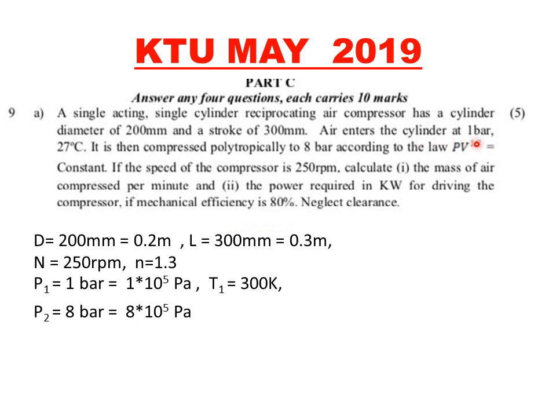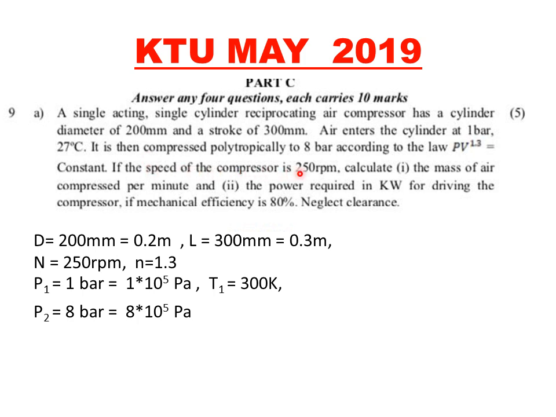The air enters the cylinder at 1 bar and temperature 27 degrees Celsius. So the value of pressure P1 is given. It's in bar. First I convert it into Pascal. The temperature is 27 degrees Celsius. First I add 273 to convert it into Kelvin. It is then compressed polytropically to 8 bar. So the final pressure, that is P2, is given. It is 8 bar. According to the law, PV raised to N is equal to constant. So the value of N is given as 1.3.